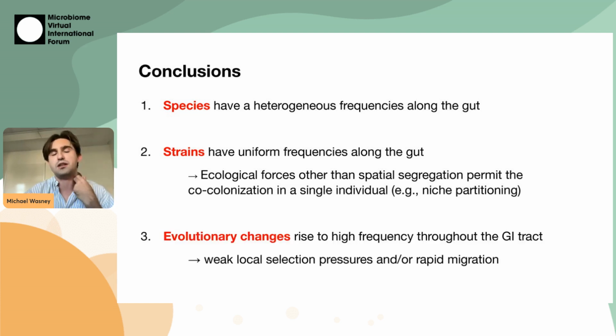And finally, when going to the level of individual genetic variants within a strain population, we see that these too rise to high frequency throughout the GI tract. They're not spatially specific, indicating that there's either weak local selection pressures or else rapid migration that's actually homogenizing the landscape of genetic variation all up and down the GI tract. So in future work, we'd like to explore this in other contexts, such as natural human gut microbiome, the natural mouse microbiome, or in the context of pathogenesis and disease.